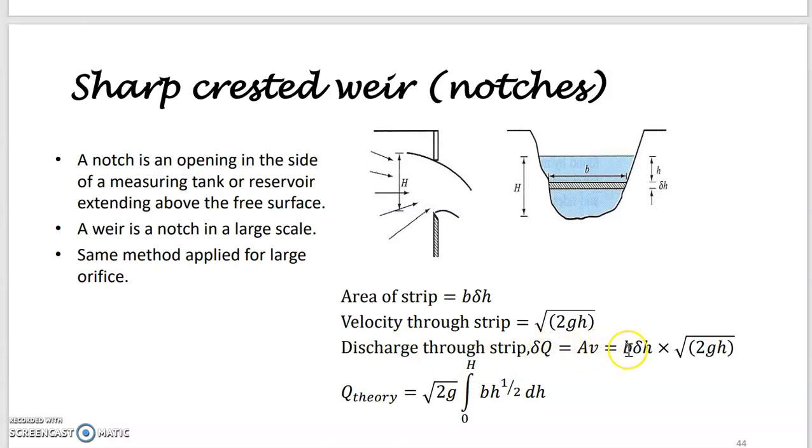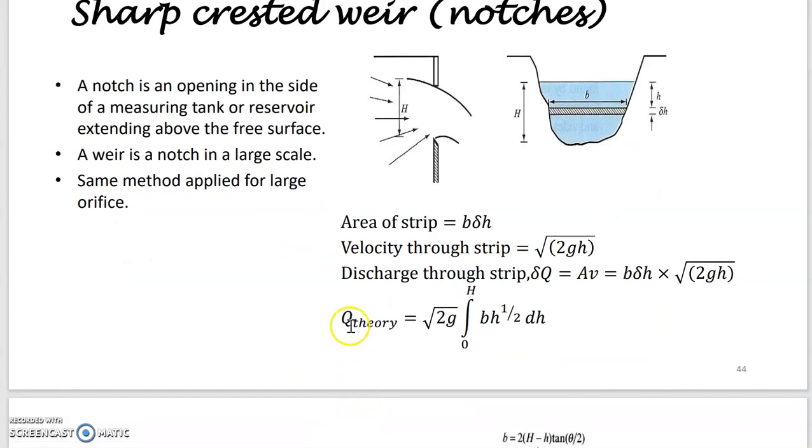However, A can be calculated as b times the difference of the height, times the velocity, which is the square root of 2gh. So now we can calculate the Q theory by integrating from 0 to the h level: the square root of 2g times b times h to the power of 1/2 dh.